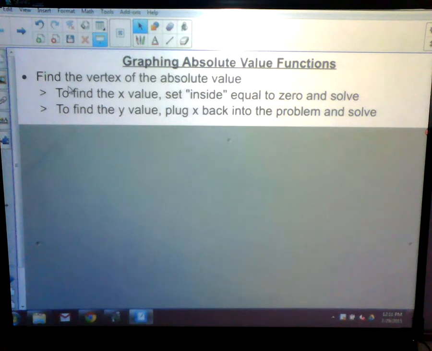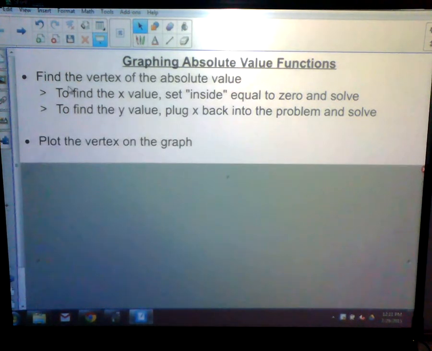To do that, we set the inside equal to 0 and solve, and then to find the y value, we plug the x back into the problem and solve. So the first thing I'm going to do is find the vertex. Set the inside equal to 0 and solve, plug that back into the problem and solve. Plot the vertex on the graph.